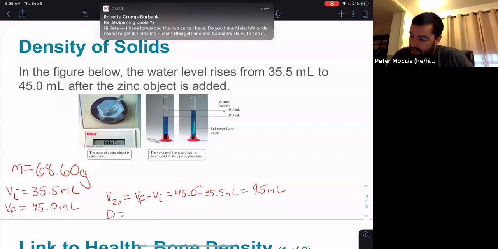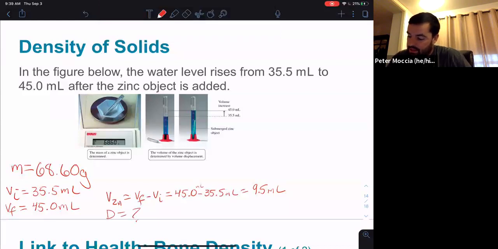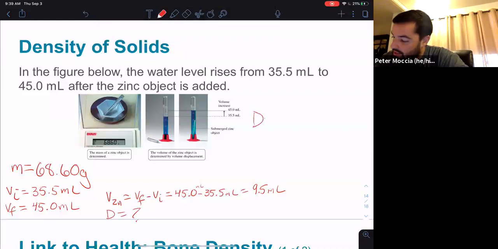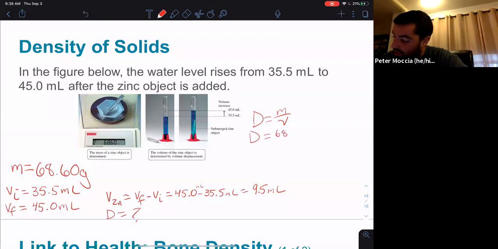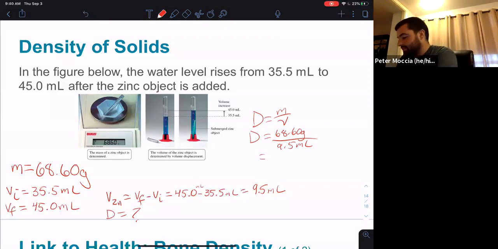And then now we can find the density. What's the density? So D is equal to M over V. D is equal to 68.60 grams divided by 9.5 milliliters. And that's going to give me, I didn't actually do this calculation ahead of time. So 68.60 divided by 9.5, boom, 7.2.